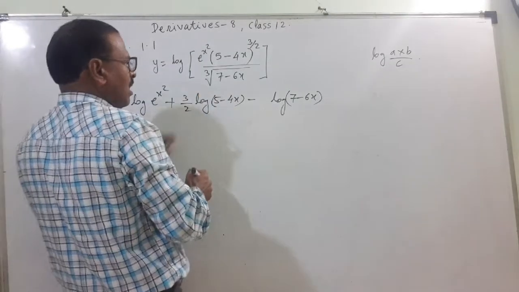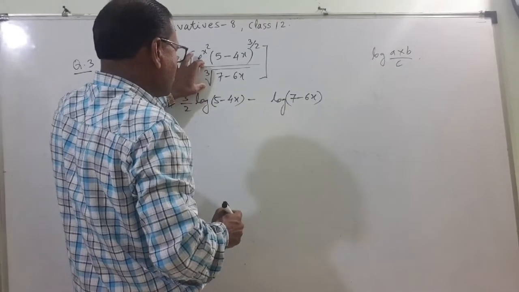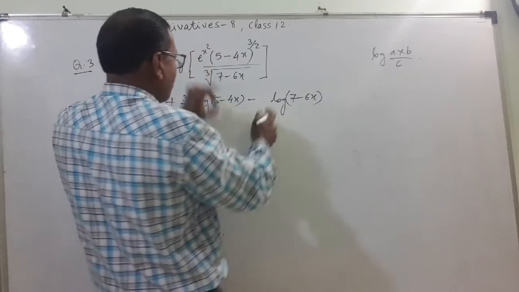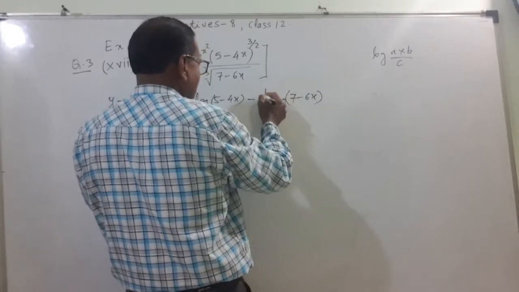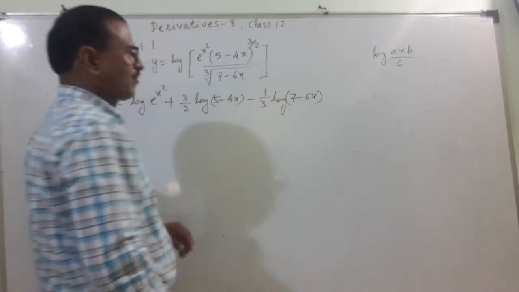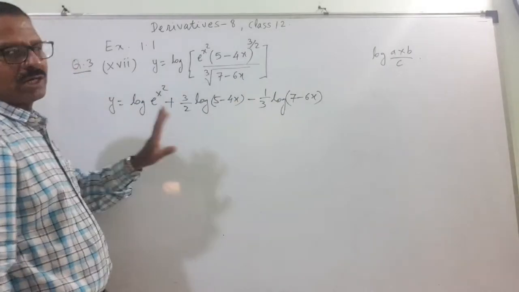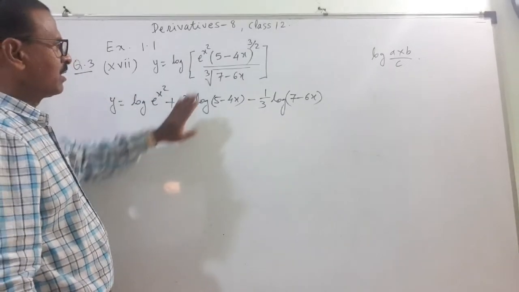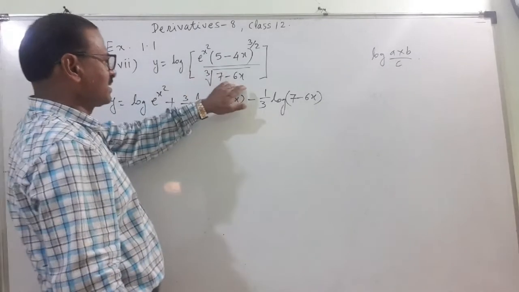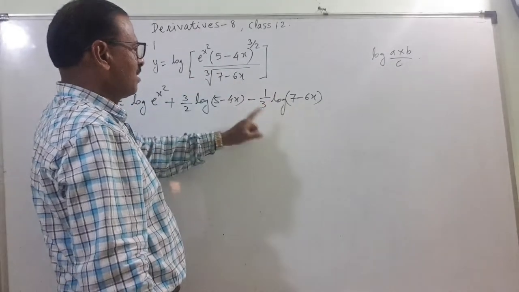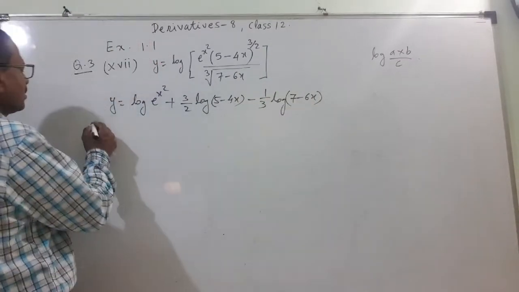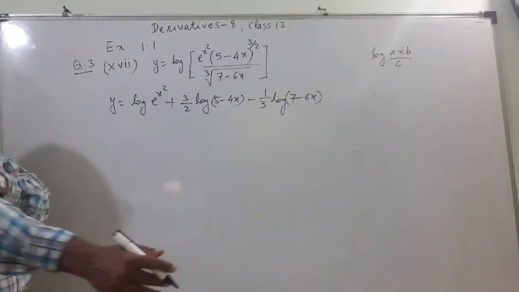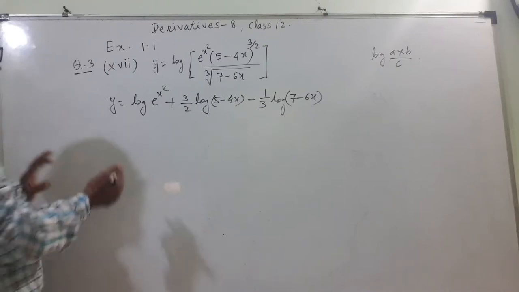So this is minus log of the cube root of this, means raised to 1 upon 3. This 1 upon 3 I will take here. Hope that you have understood this. Directly I am putting 7 minus 6x raised to 1 upon 3, minus log of that, 1 upon 3 I have taken here. So many steps, now we will go to the shortcuts.